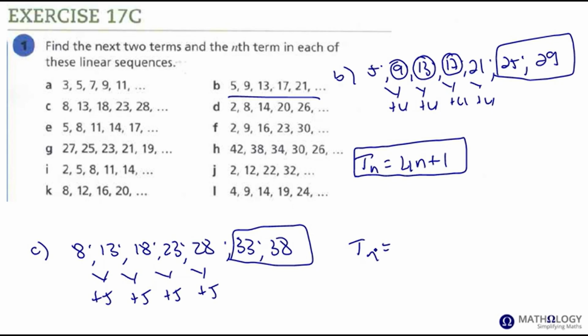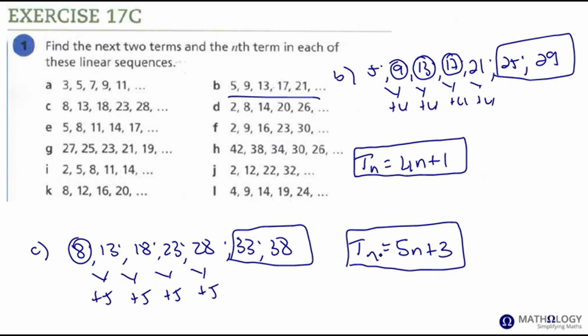Tn will be, we write down the difference between successive terms, which is 5, multiply by n. Then when n equals 1, we need to get 8. So 5 times 1 is 5, plus 3 will give us 8. And this is how we're going to get the general term for a sequence.